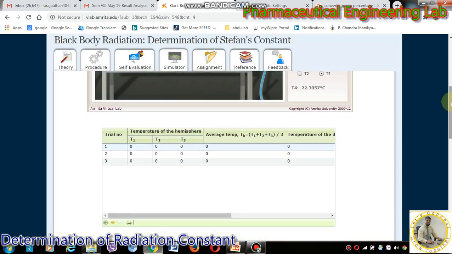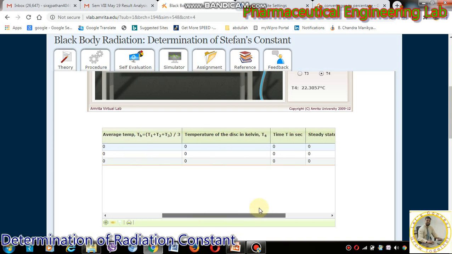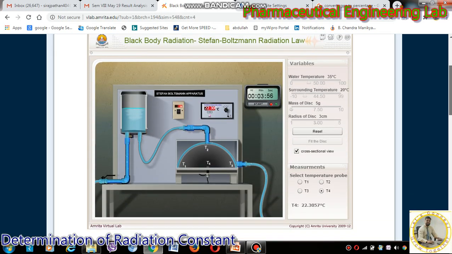You can see here in the observation table T1, T2, T3, which is 35. The average will be 35, which is the temperature of the hemisphere, TH. Then temperature T4 is 22.305, at which time it is 3.56 seconds.